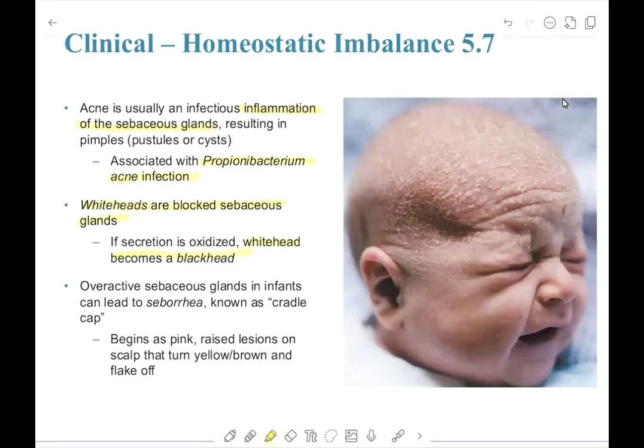And overactive sebaceous glands in infants, which is what you see on this infant here, is called seborrhea, also known as cradle cap. It begins as pink raised lesions on the scalp, and they turn yellow brown and then flake off. You can see they're kind of turning to a yellow brown color here and will eventually flake off.